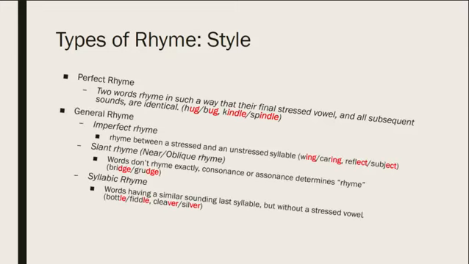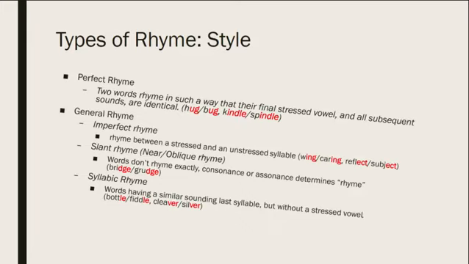When we talk about general rhyme, there's three categories that we look at. The first one is imperfect rhyme. This is rhyme where the stressed and unstressed syllable is different, like the sound is slightly different. Usually if you have a word that is more than one syllable long and you're trying to rhyme it with something shorter, that's where you're going to run into some problems. So wing and caring are considered imperfect rhyme, and reflect and subject. If you listen closely, they rhyme, but it's a little bit off.